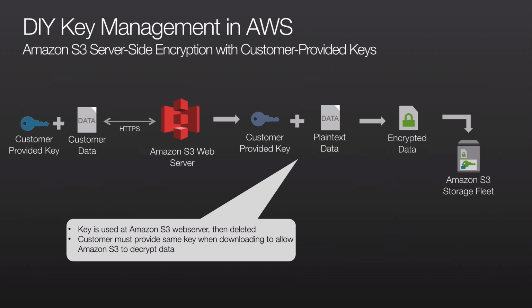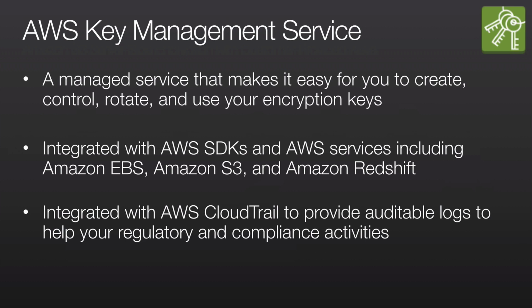So that's an ephemeral key model where keys are only held temporarily in memory for the purposes of encryption and decryption. Newest service that we launched just last year is a service called the AWS Key Management Service, and this is a managed service intended to make it easier for you to create, control, rotate and use encryption keys. It's integrated with the AWS SDKs and a variety of AWS services that use the Key Management Service to manage keys that are used for encryption of data at rest. It's also integrated with AWS CloudTrail to provide auditable logs to help with regulatory and compliance activities, for example, recording and auditing each key access event that takes place.